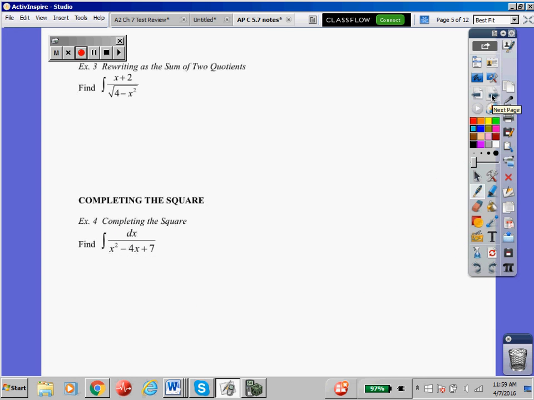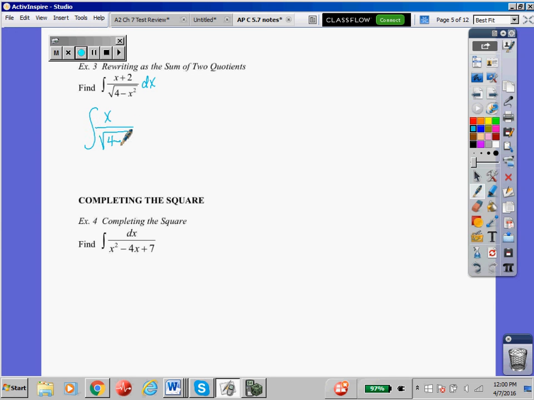Okay, let's do example 3. That's as far as I want to get, but I have some practice problems, because we've only done a few, and I need you to get a better understanding. All right, I can't do it this way because I've got an x plus 2 over the square root. I lost my dx. So watch what we're going to do with this one.